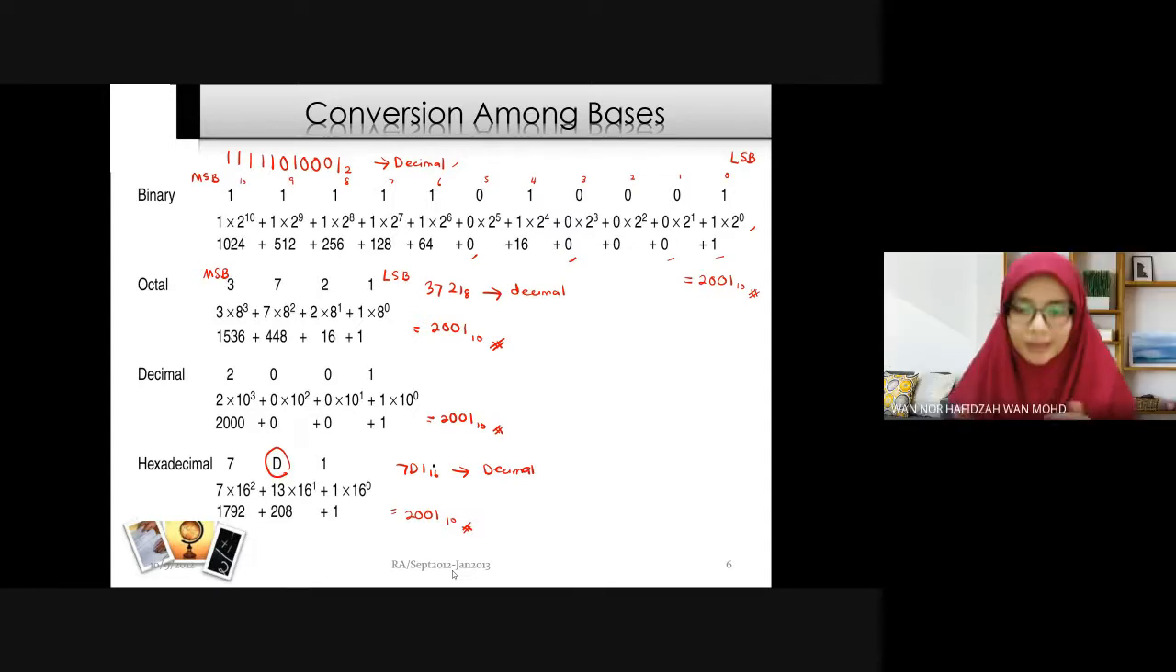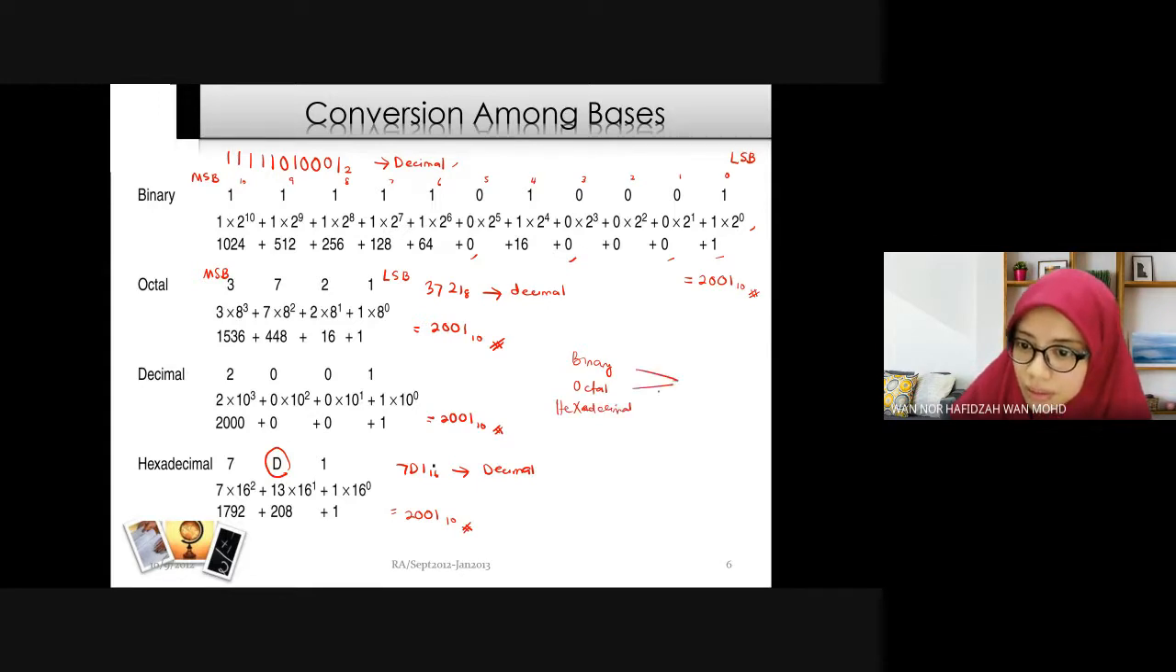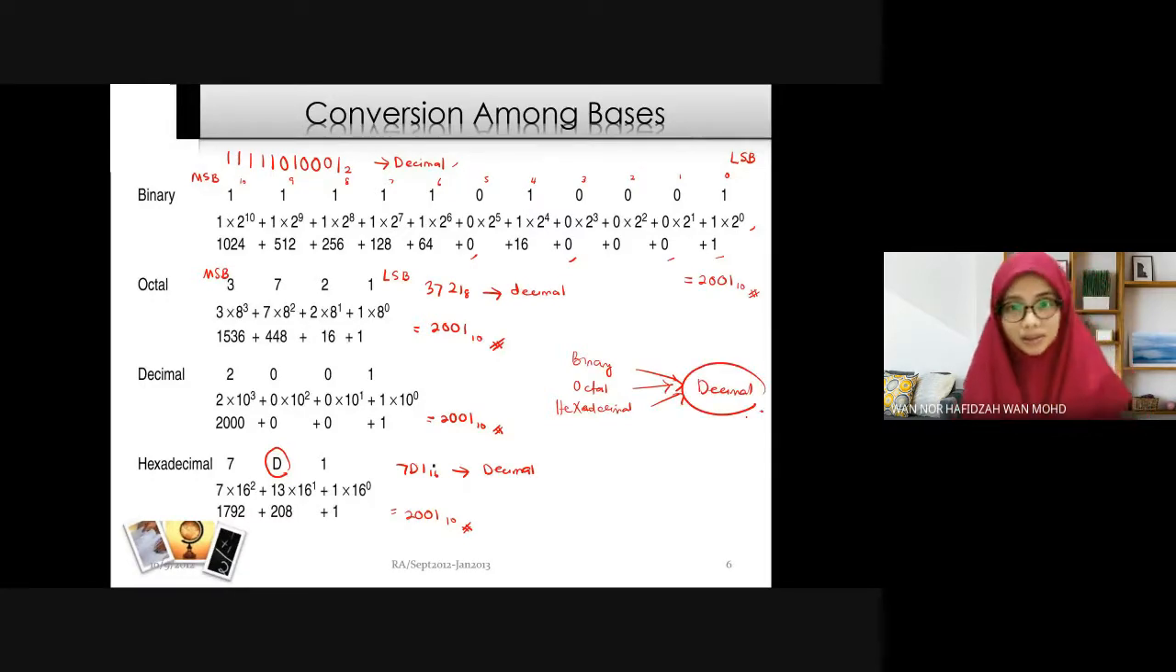Boleh, madam. Kan? So from binary, octal, hexadecimal into decimal, it has the same method. What would be the difference is the base. Base only. So base kat mana? 2 power of 0, 8 power of 0, 16 power of 0. That's the base.